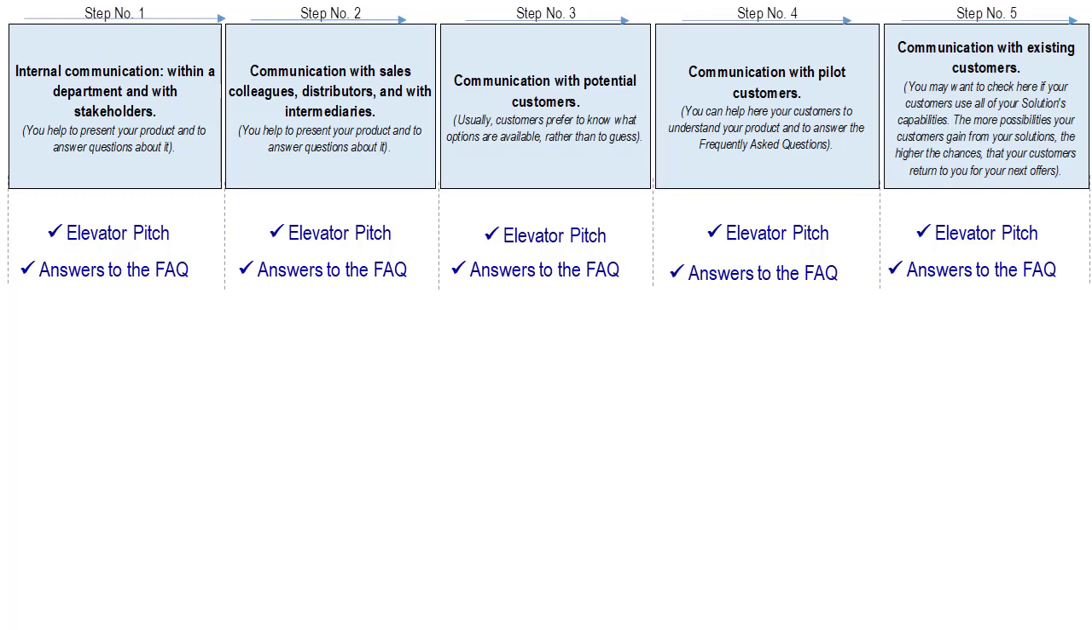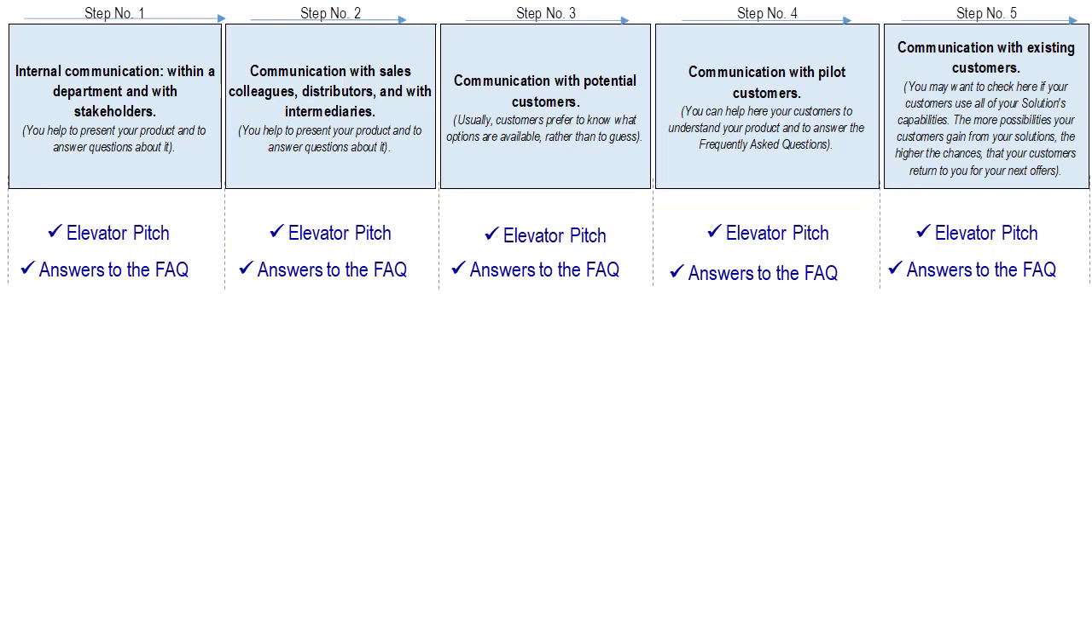Here is the communication flow from your company to your customers. Here you see how it looks, and you need to know how you regularly refresh information for each of this communication chain. Both an elevator pitch, key competitive and compelling messages of your solution for your target audience, and answers to the frequently asked questions are always relevant.